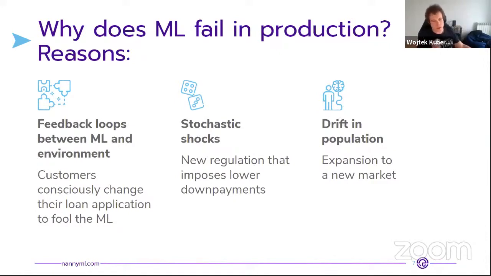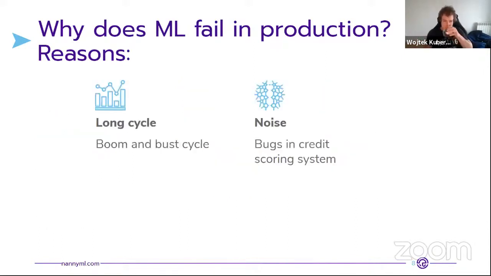Another kind of obvious thing is that we can have stochastic shocks, things coming from the outside that change how customers behave and what the loan application process looks like. We can have a new regulation that imposes lower down payments, so people are more encouraged to take loans, and the system was not trained on that population. Our model is not used to that, so it will not take it into account. And the last thing: imagine we expand from Berlin to Bavaria. We'll have a different population there, different risk profiles, people will behave slightly differently, and the model again is not used to that.